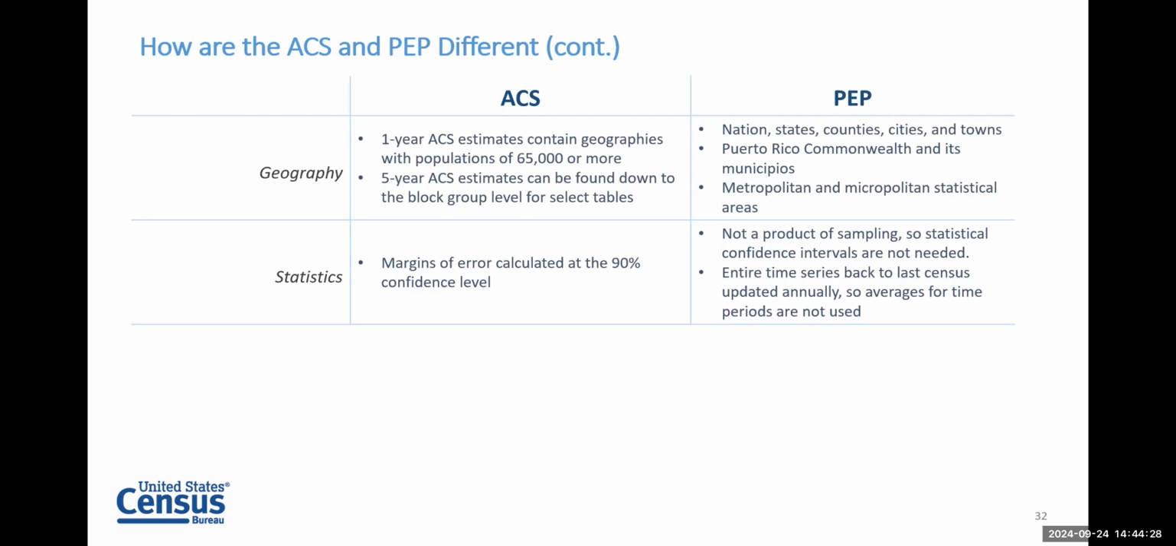And then statistics with the ACS, we do have margins of error that are calculated at the 90% confidence interval to account for sampling error. With our population estimates, they're not a product of sampling, so we don't have, for instance, statistical confidence intervals. They're just not needed. And then we also release our entire time series, I mentioned earlier, back to the most recent census. And so we don't average the time periods like we do in the 5-year file, where it's an average of the 5 years. We have each individual year broken out in our vintage of estimates.